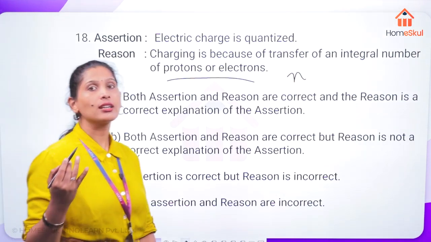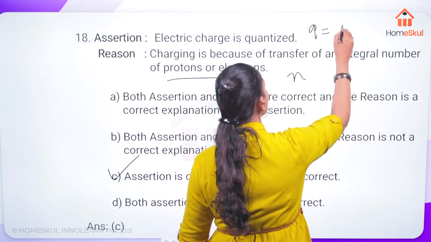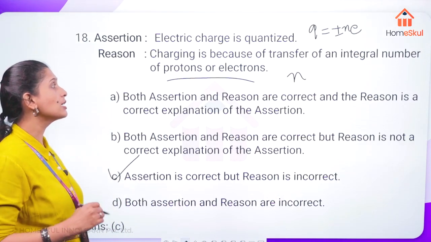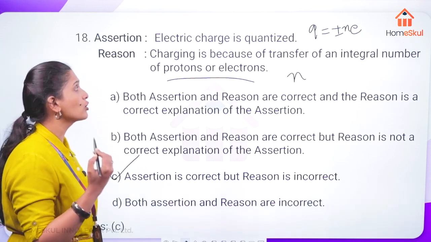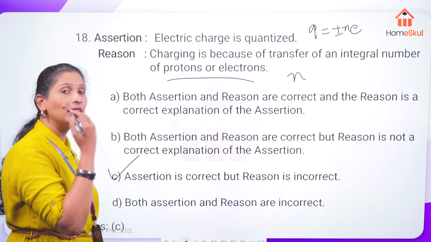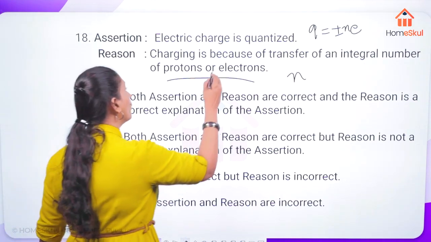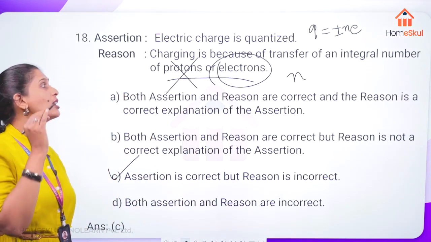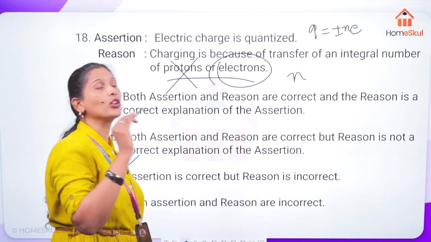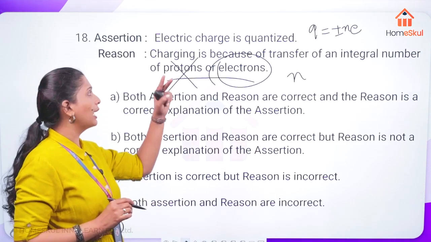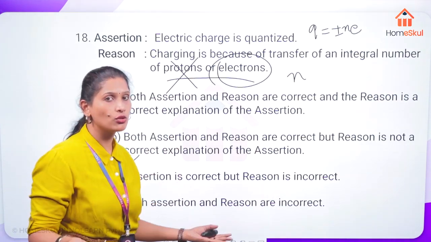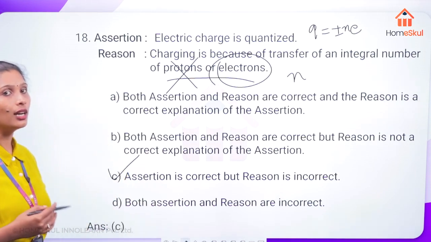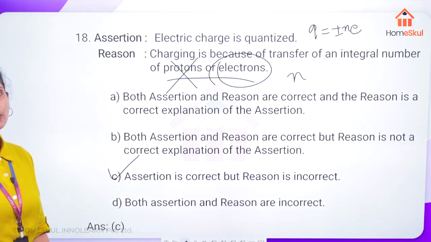We know that an electric charge is quantized, right? There is quantization of charge. Q is equal to plus or minus n e, right? But the reason given is that charging is because of the transfer of an integral number of protons or electrons. Obviously, because of the transfer of an integral number of particles, but with the transfer of electrons, not with the transfer of protons. Charging is caused by the transfer of an integral number of electrons, not protons. So it is not that either protons or electrons, their transfer can make it charged. No. So the reason is incorrect, but the assertion remains a correct statement. So the option would be option C.